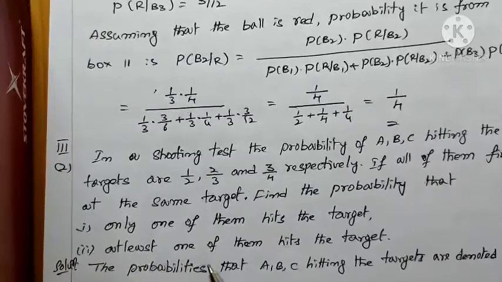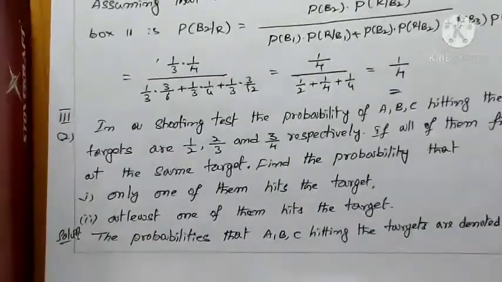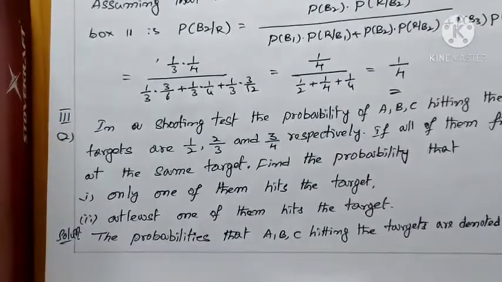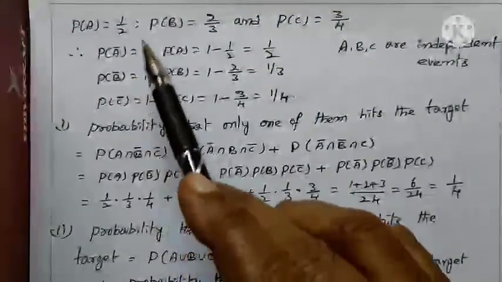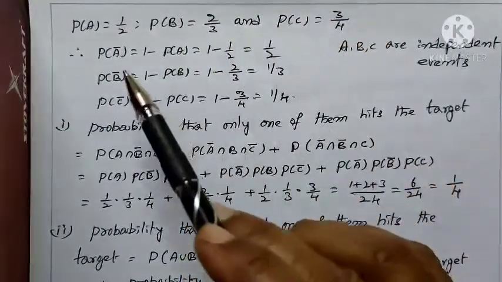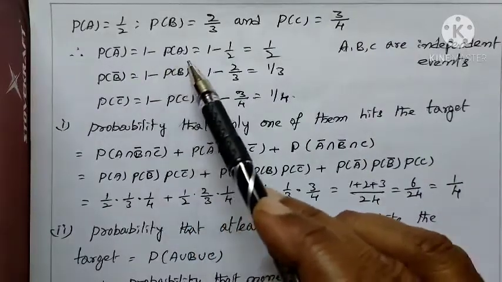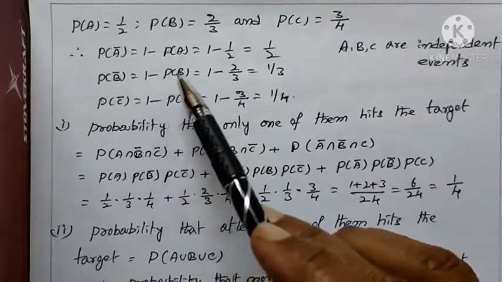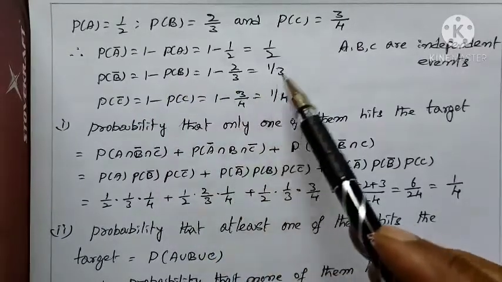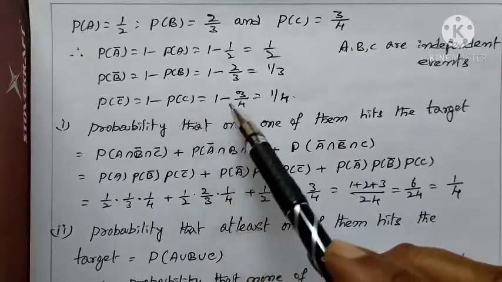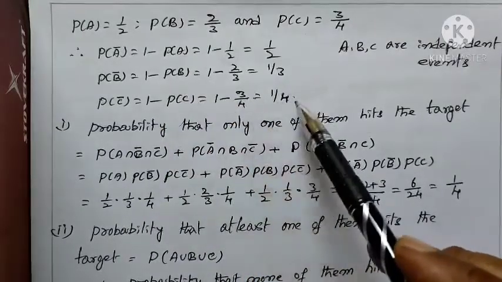Second one, at least one of them hits the target. Solution. The probabilities that A, B, C hit the target are denoted by P(A) = 1/2, P(B) = 2/3 and P(C) = 3/4. P(A bar) = 1 - P(A) = 1 - 1/2 = 1/2. P(B bar) = 1 - P(B) = 1 - 2/3 = 1/3. P(C complement) = 1 - P(C) = 1 - 3/4 = 1/4.